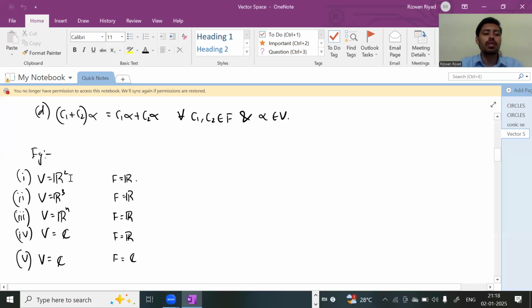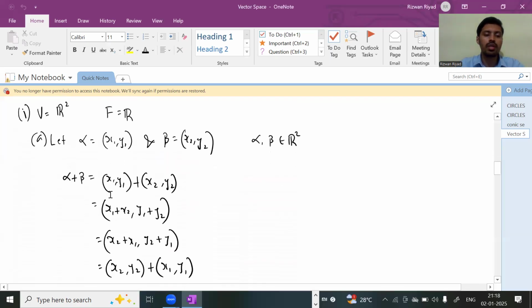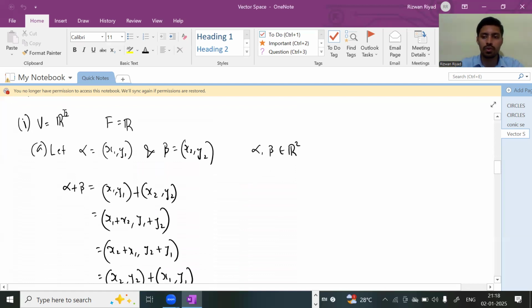In the next part, I will prove how this first example is a vector space. Let's see how V as R square and field F as R satisfies all the properties of vector space. The remaining ones you can try; they will satisfy all the conditions in almost the same way. Let's take the first example now. Here our V is R square, R cross R, and our field F is R only, the set of all real numbers.